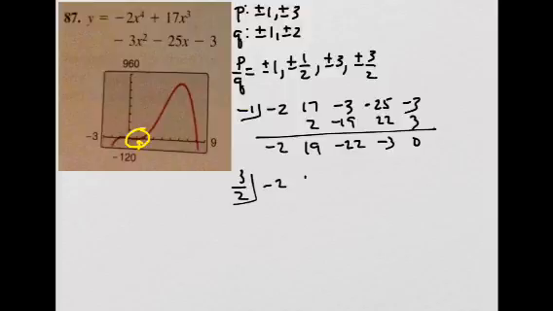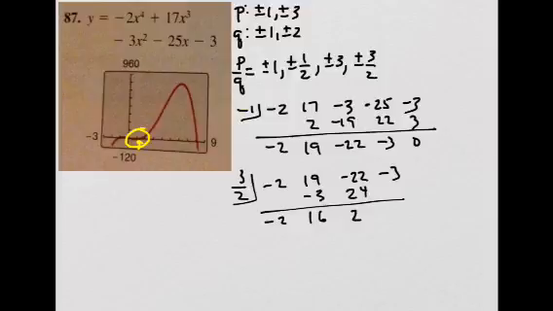So -2, 19, -22, -3. So bring down the -2. 3 halves times -2 is -3. Combine these two, you get 16. 3 halves times 16 is 2 goes into 16, 8, 24. And then you get here 24 minus 22, 2. 3 halves times 2, the 2's cancel and you're left with 3, and so it worked. Cool. So it was -1 and 3 halves.